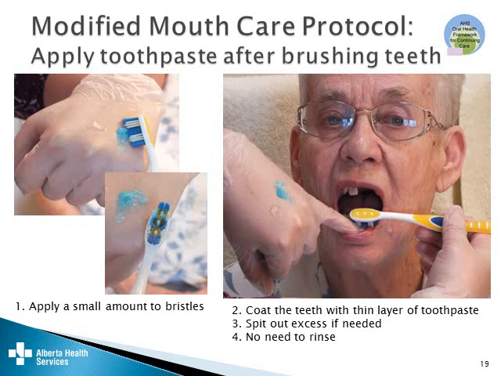This slide demonstrates how to apply fluoride toothpaste after brushing when using the modified mouth care protocol to avoid choking. The slide on the left is showing the clear muco-lubricant and the blue toothpaste on the caregiver's gloves. For easy access to these products, apply them to your glove prior to mouth care.